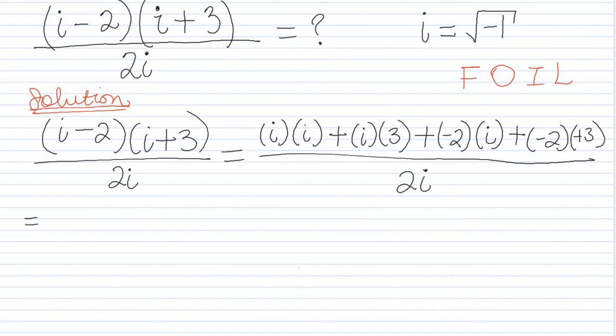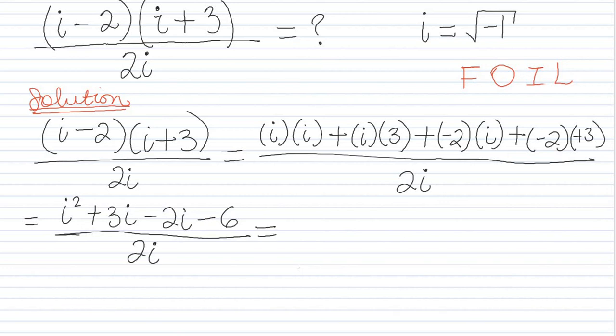So then to work on the numerator, we have i squared plus 3i minus 2i minus 6, divided by 2i. So what you end up with is i squared plus 3i and so on. Well, we're still going to keep our i squared. So you have positive 3i minus 2i minus 6. That's the same thing as saying positive i minus 6, divided by 2i.